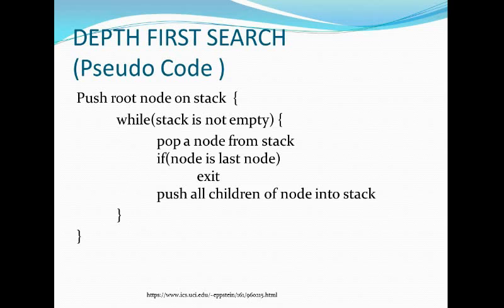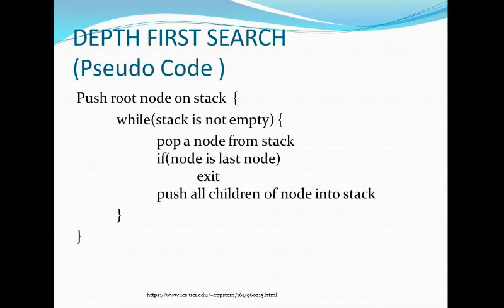So this is the pseudocode of depth first search. Pseudocode is, as I said, an informal description of the code. So what we do is push the root node on the stack. After that we are taking a while loop, which says the stack is not empty. That means the while loop will run until the stack is empty. So in the while loop, what we do is pop a node from the stack. At the first instance, only one node is inside the stack, which is the root node. So we'll pop the root node from the stack.